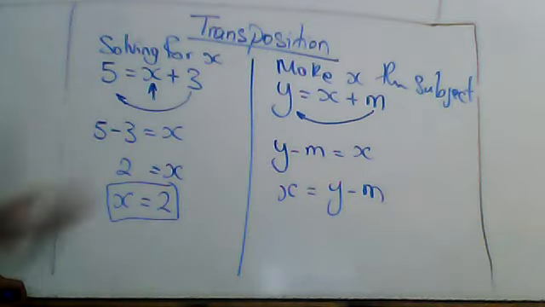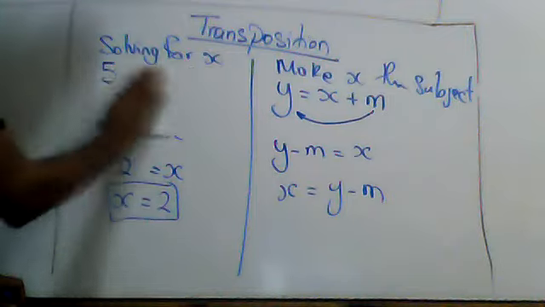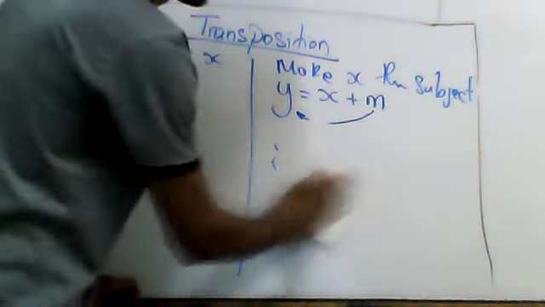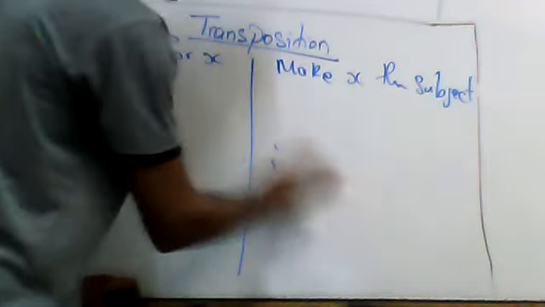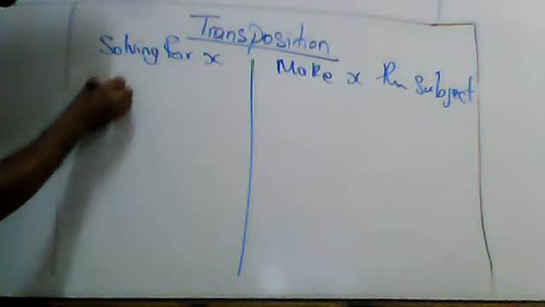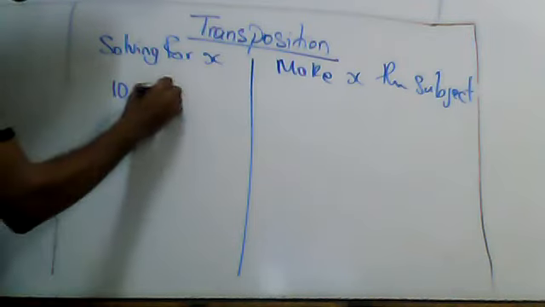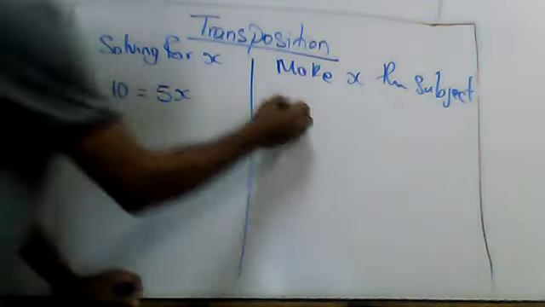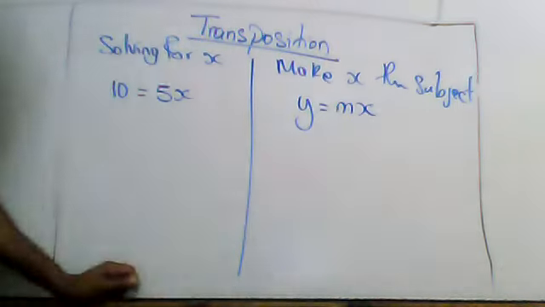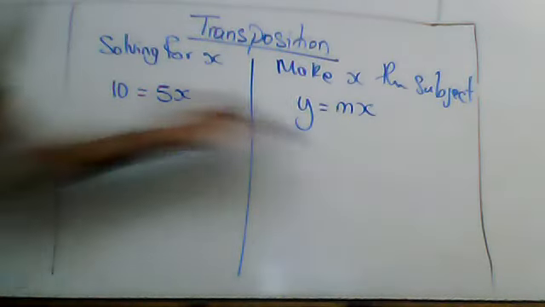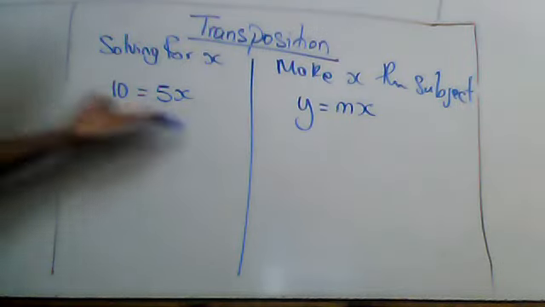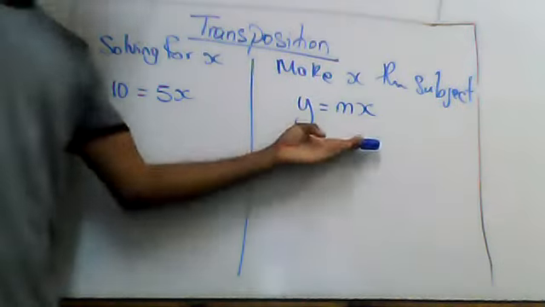Alright, so I'm going to change up the equations a bit. Remove these. So let's say we had 10 equals to 5x. And right here we have y equals to mx. So solving these two, this is a linear equation, both of them are linear equations. This one we're solving for x, this one we're making x the subject.